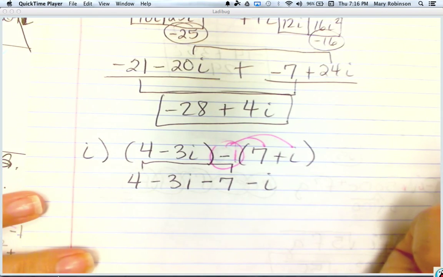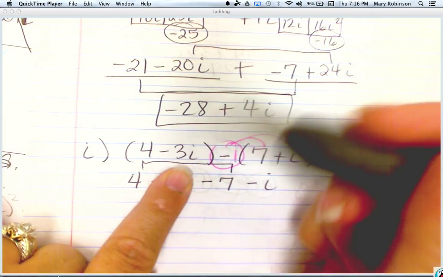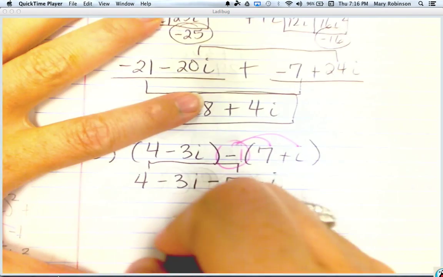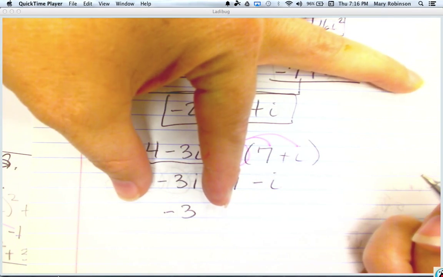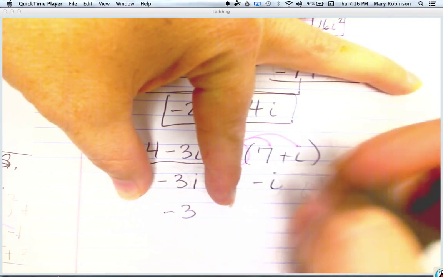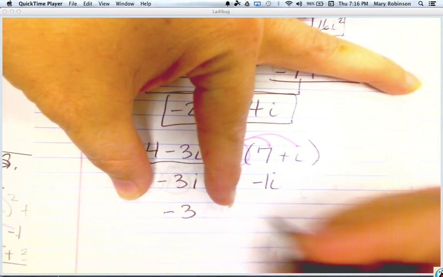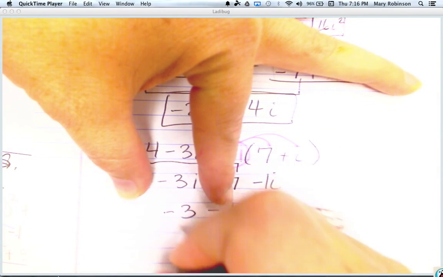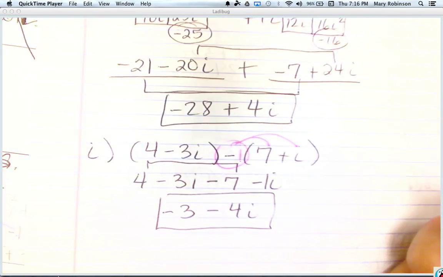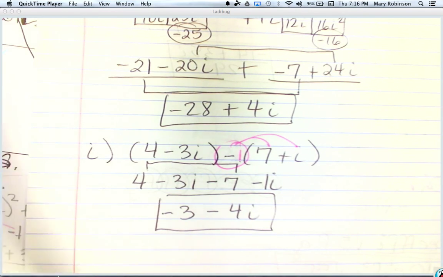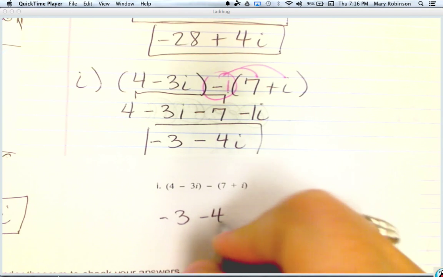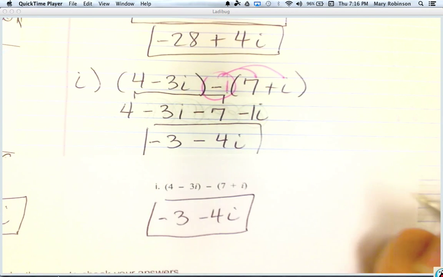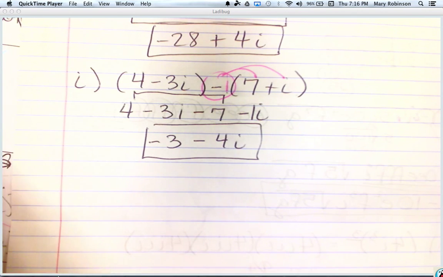We can combine these integers. Ignore the i term. 4 minus 7 is negative 3. Ignore those terms. Negative 3i minus 1i is negative 4i. And that is it. Okay? All right, that concludes problem 5 on your test review.